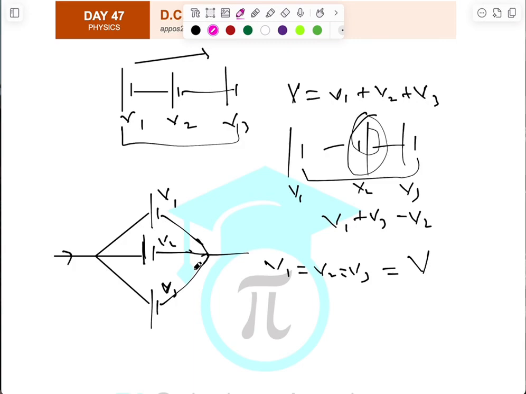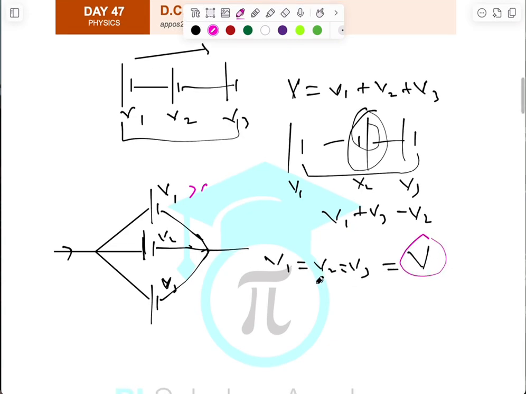You need to take note that when we have parallel cells like this, we don't put cells of different EMFs together in a parallel connection. We put cells of the same EMF. So if this one is 3 volts, this one will be 3 volts, and this one will be 3 volts. It doesn't mean that their total will now be 9 volts. Their total will also be 3 volts. So V1, V2, V3 are equal, and equal to the total voltage as well.